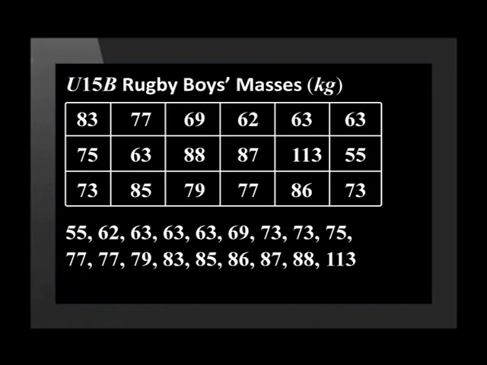To start, I'm going to arrange the weights into ascending order. We only really need to do this when finding the median, but having the data arranged from smallest to largest makes it a lot easier to work with. The lowest weight is 55, and the highest or heaviest weight is 113 kilograms. In total, there are 18 weights listed.